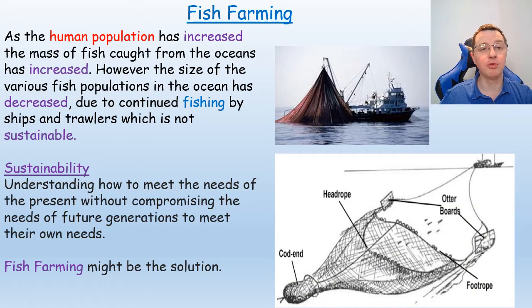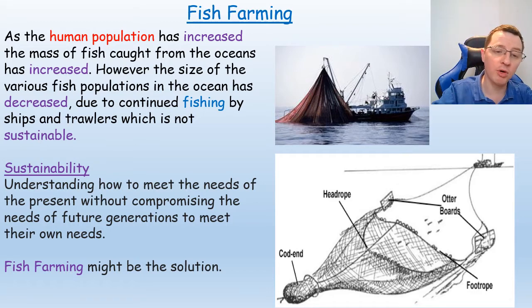Another area of food production that we need to consider is the production of food from fish resources in the oceans. As the human population has increased, the mass of fish caught from the oceans has increased. However, the size of various fish populations in the oceans has actually decreased. This is due to continued fishing by ships and trawlers, which is not sustainable. Now remember, sustainability is understanding how to meet the needs of the present without compromising the needs of future generations to meet their own needs.